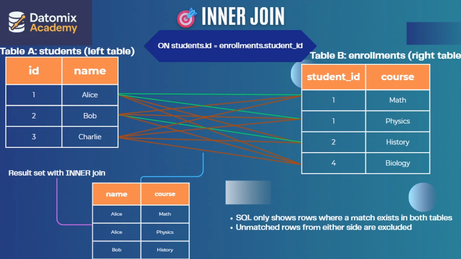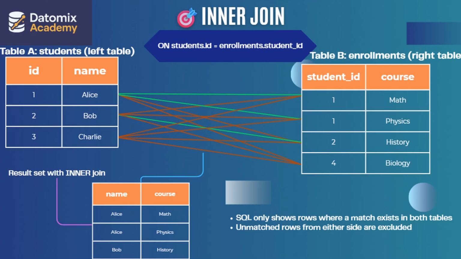In our case, row 1 from the enrollments table, student ID is equal to 1, and the course is math. Can we find any student with ID equal to 1 in the students table? The answer is yes. Row 2 from the enrollments table, student ID equals 1, and the course is physics. Do we have any record with ID equal to 1 in our students table? Yes, still Alice, and the output for the name column is Alice, for the course it will be physics.